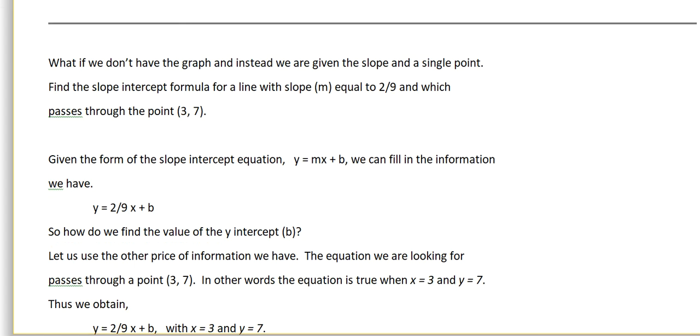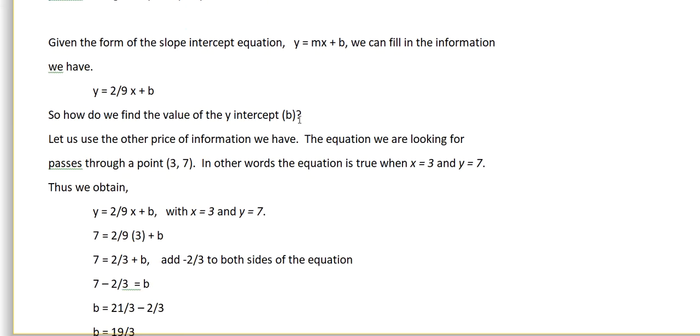What if we don't have the graph and instead we're given the slope and a single point? So find the slope-intercept formula for a line with a slope m equal to 2/9, which passes through the point 3, 7. In other words, when x is equal to 3, y is equal to 7. Given the slope-intercept form, y equals mx plus b, we can fill in the information we have. We have the slope, so y equals 2/9 x plus b.